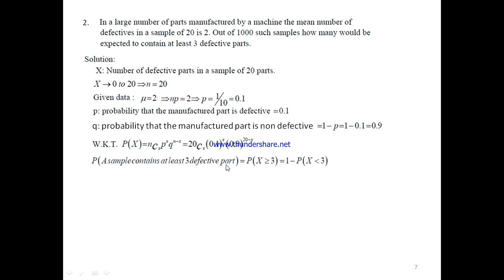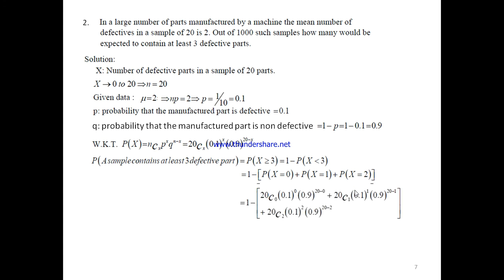And when it is at least 3, it may be 3 or more than that. So our variable takes the values greater than or equal to 3. And the probability of that can also be found by using the property 1 minus the probability that x is less than 3. When x is less than 3, the possible values are 0, 1 or 2. And now by substituting these values of x, we can find out the corresponding p of x values.